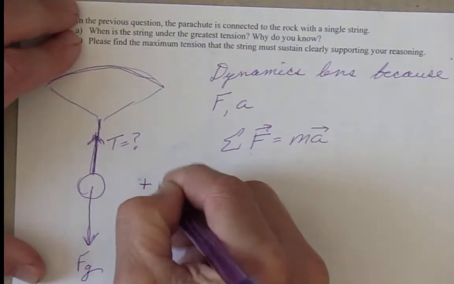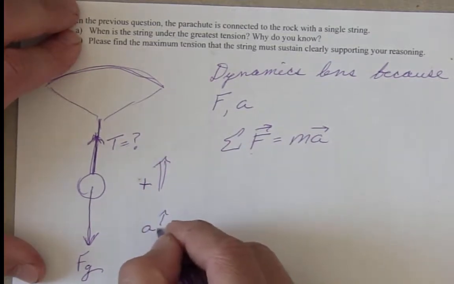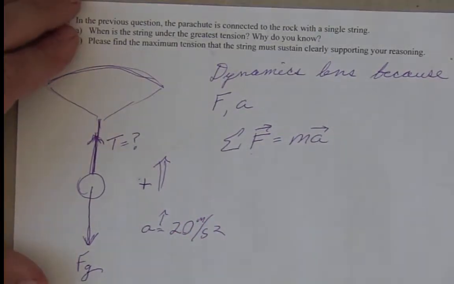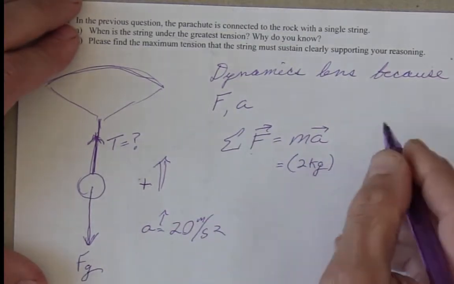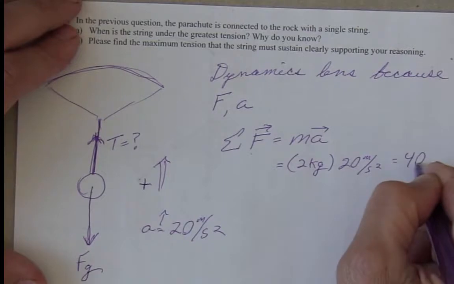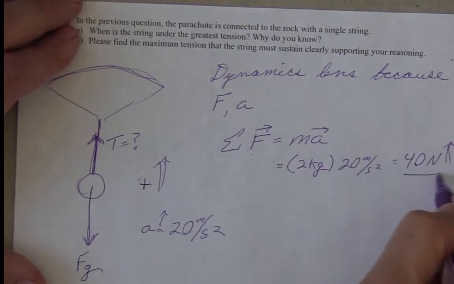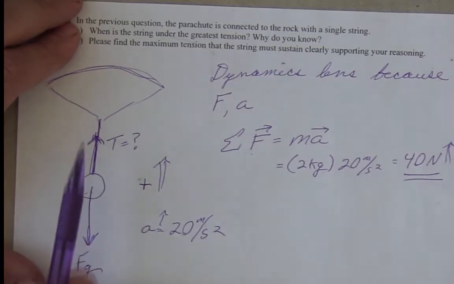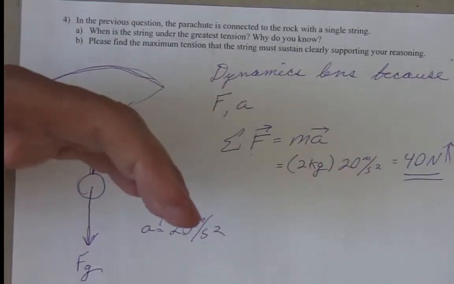So I'm going to call this the positive direction. And I'm going to label acceleration in this direction at 20 meters per second squared. And if I wanted to, I could write it's a 2 kilogram rock and the acceleration is 20 meters per second squared. So this is 40 newtons upwards because the acceleration is upwards. So would I write that as my answer? And the answer is no. Right? This is the total force upward to cause its acceleration upward to cause it to slow down.